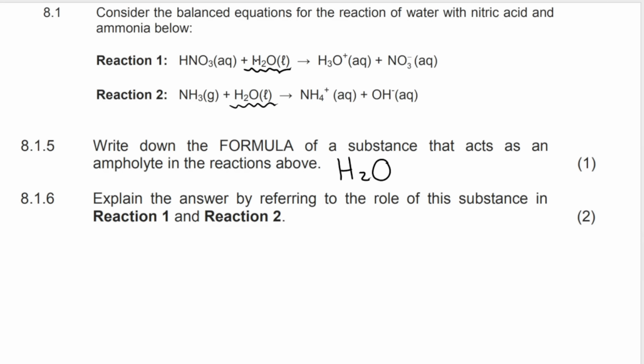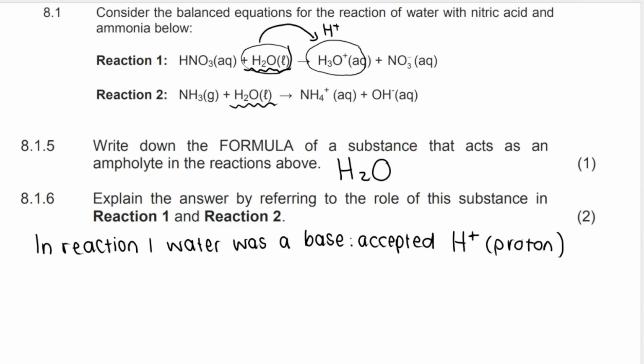So let's consider water in reaction 1. In reaction 1, remember we said that water was the proton acceptor. It went from H2O to H3O+, meaning that in reaction 1, it accepted a hydrogen and it became H3O+. So in reaction 1, water was a base. It accepted the H+ or the proton. And if you look at reaction 2, in reaction 2 we went from H2O to OH-, 2 hydrogens to 1 hydrogen. So what happened is water looks like it was a proton donor.